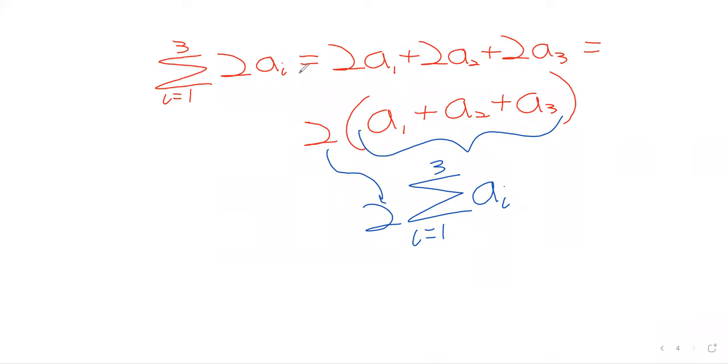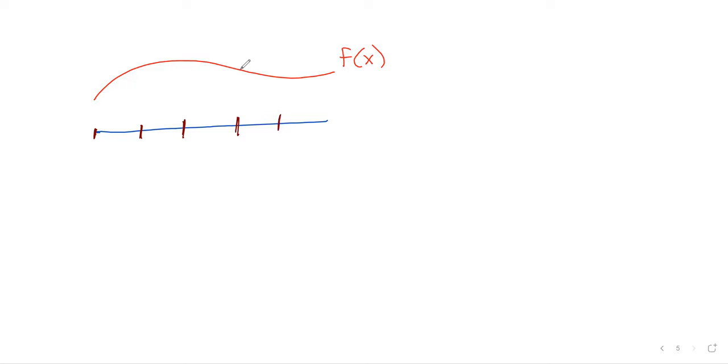That's virtually all there is to this section, but let's connect it back to the previous section. Let's connect this back to Riemann sums. So we have an interval. We have a function f of x, and we're trying to approximate the area under this interval. So we start by breaking this interval into however many pieces. And let's call these marks I've made on the whiteboard.